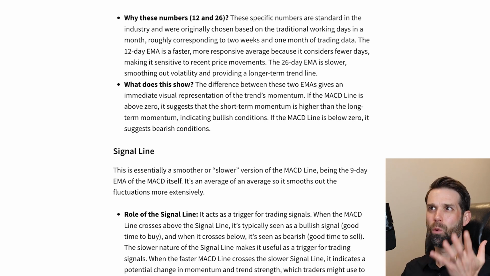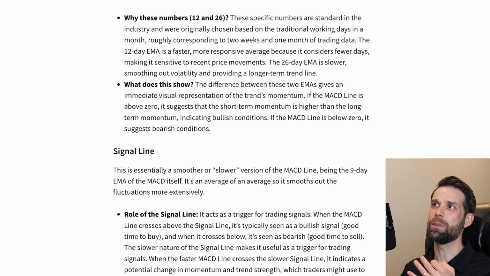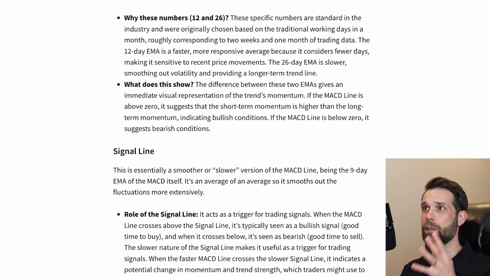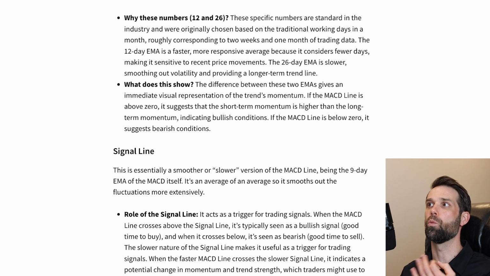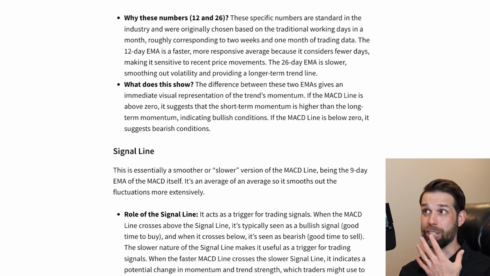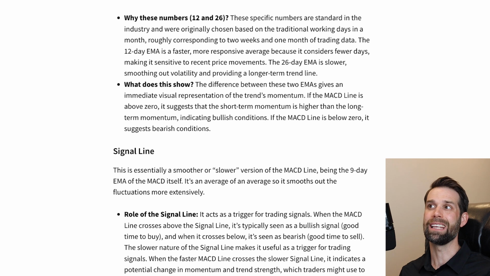So you might be wondering, why 12 and 26? Well, these specific numbers are standard in the industry, and they were originally chosen based on the traditional working days in a month, roughly corresponding to 2 weeks and 1 month of trading data. The 12-day average is considered faster because it's more responsive to changes, because it's represented with fewer days. And the 26-day might be referred to as slower or smoother because it takes more days in the average, so it's less susceptible to movements based on current price changes.